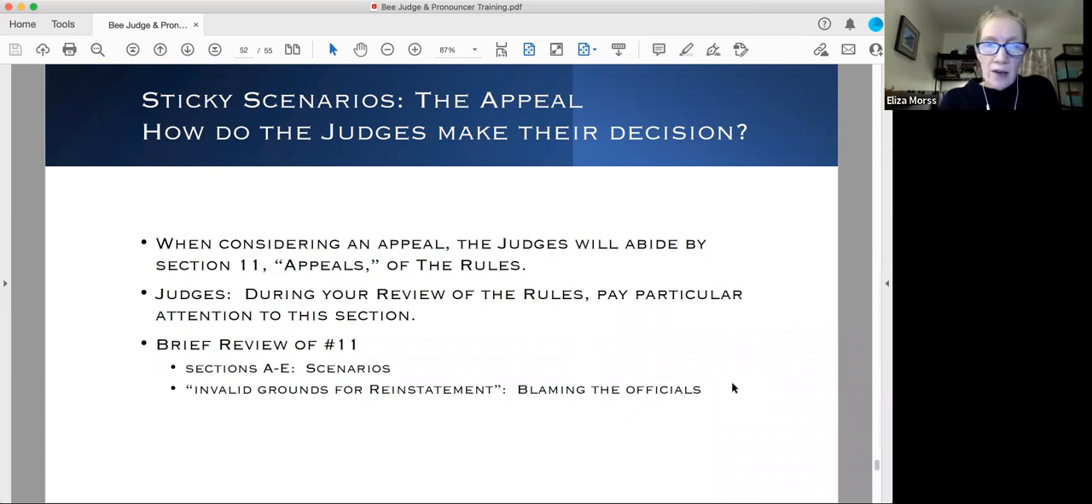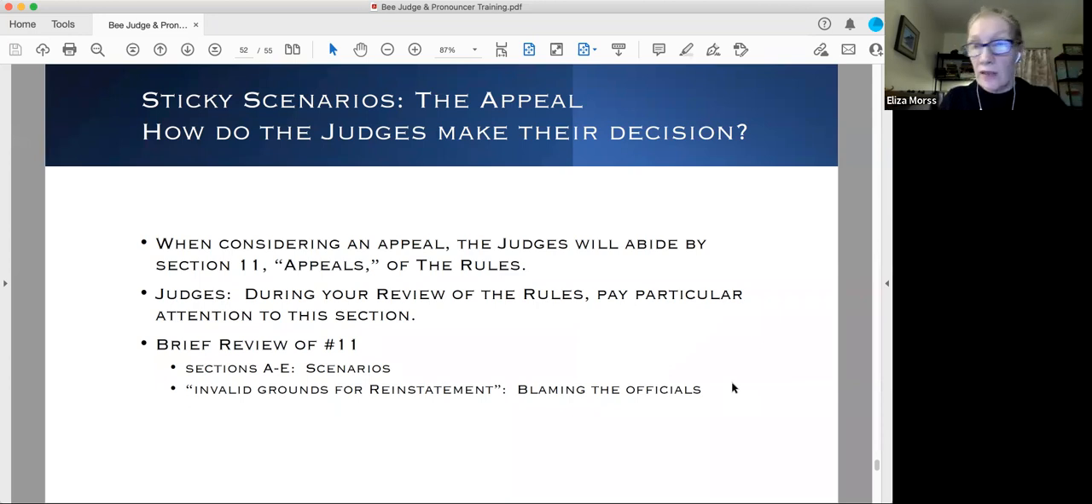This is the other thing that Scripps did, which is very helpful, called invalid grounds for reinstatement. And I actually think I will read this out. It used to be that Scripps didn't have such a long list of what I would call judge and pronouncer protections. As you see here on my sheet, blaming the officials is what I would also call invalid grounds for reinstatement. It says the judges will not entertain appeals on the following grounds.